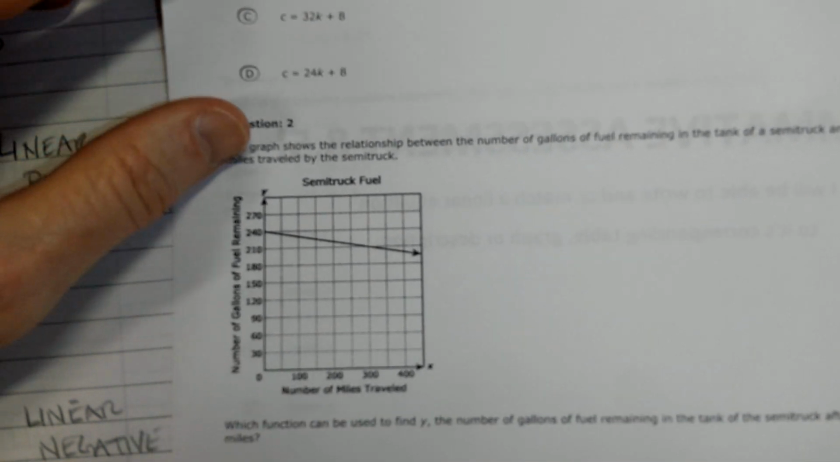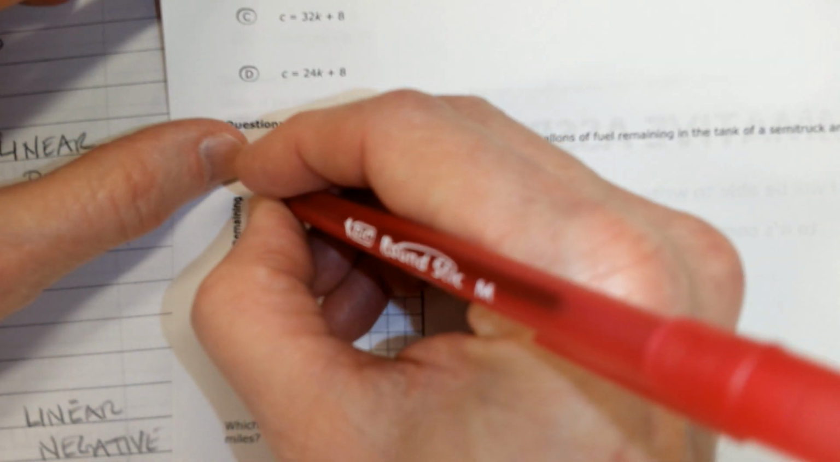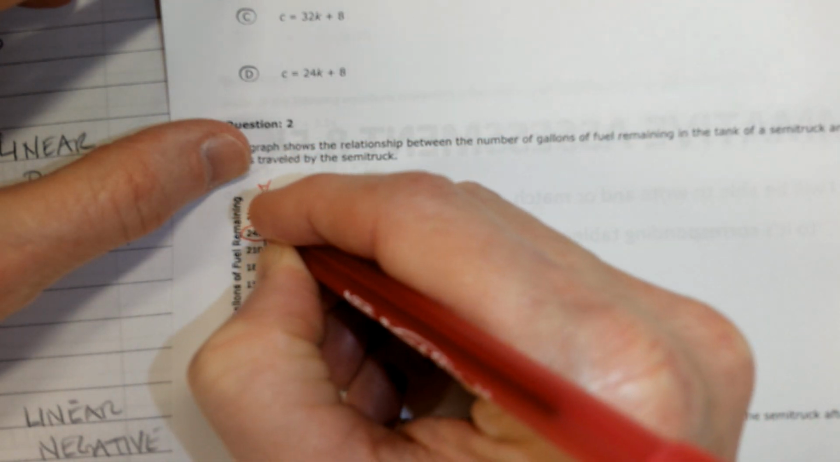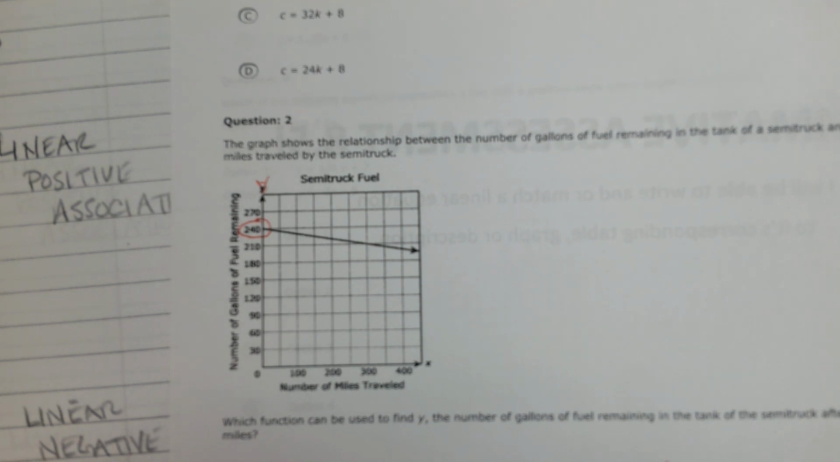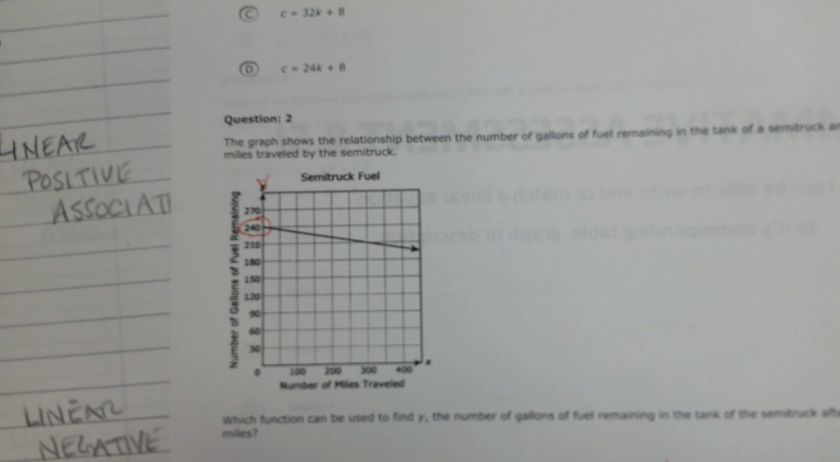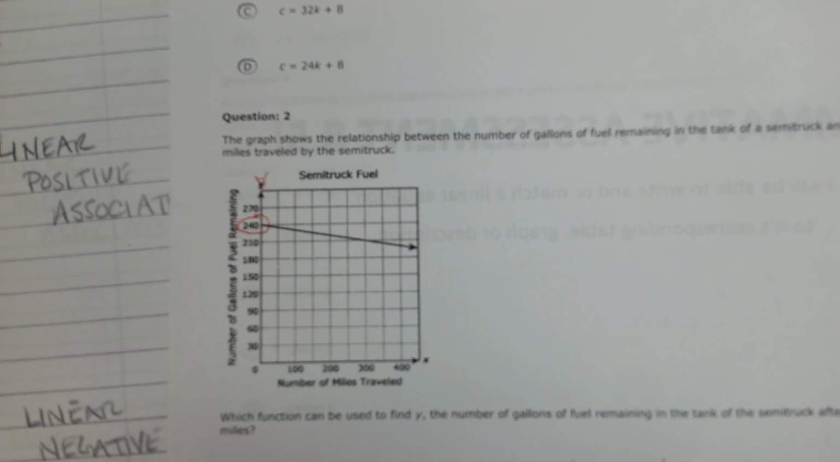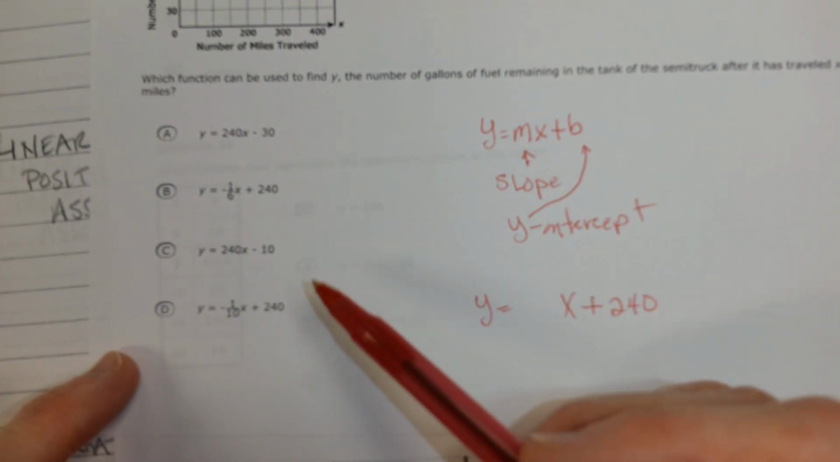If we look back at the graph, here's my y-axis. At what number does the line start on the y-axis? Is that a positive 240 or a negative 240? So I know that my y-intercept is plus 240. Now, the other number that we do not have right now is the slope. We can actually go ahead and write y equals some number times x plus 240.